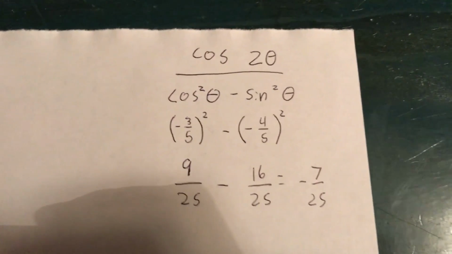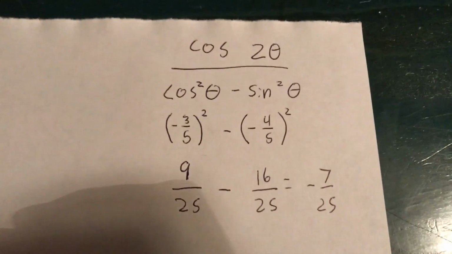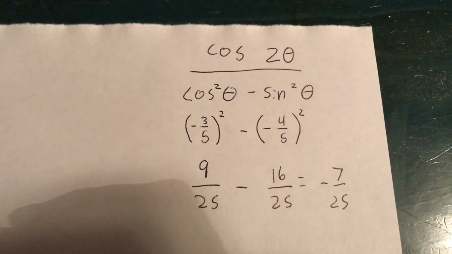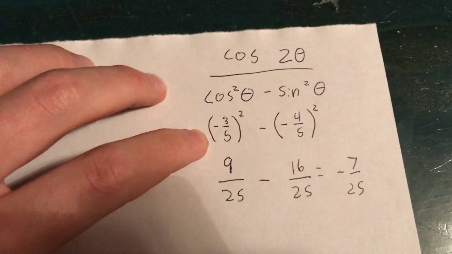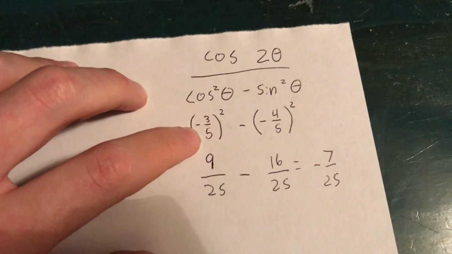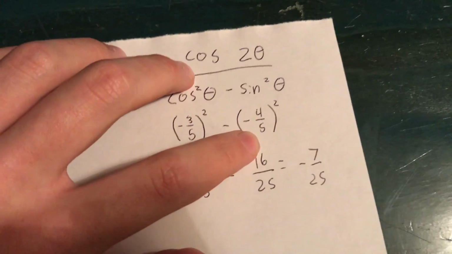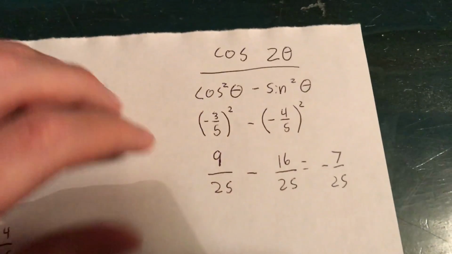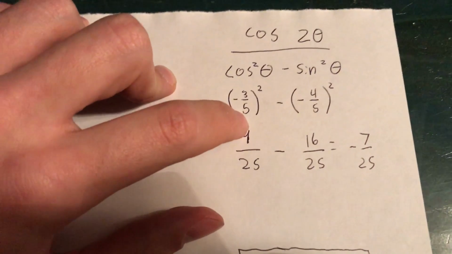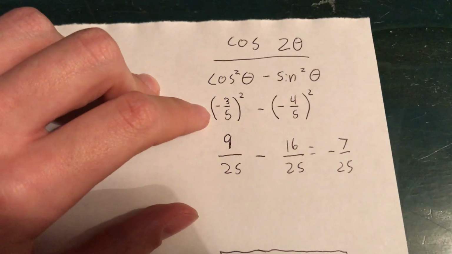And then cosine of 2 theta is a little more complicated. You plug in the -3 over 5 for the cosine and the -4 over 5 for the sine, but then you have to square both parts of them.